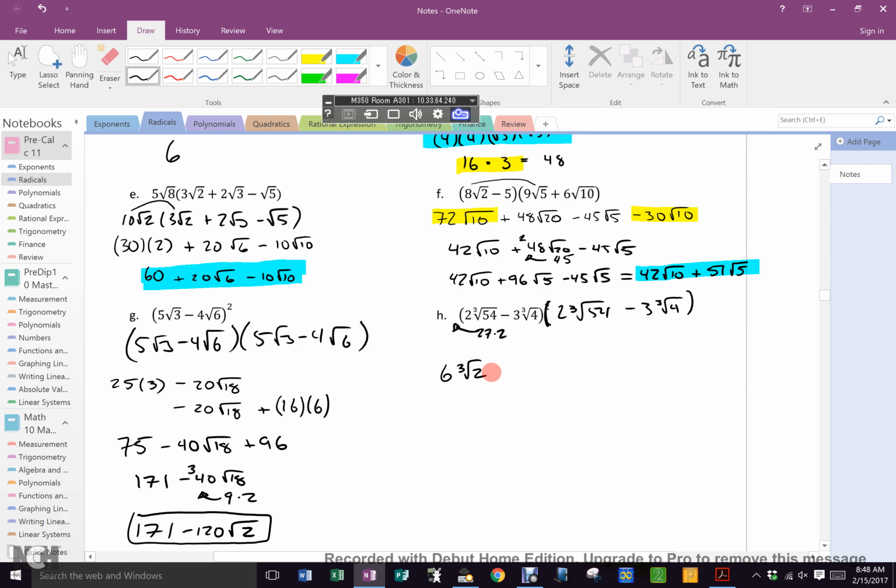Everyone okay with that? Minus 3 cube root 4. Then I come over here, and here I've got the same thing, right? 6 cube root 2 minus 3 cube root 4. Shouldn't have put that first bracket there.